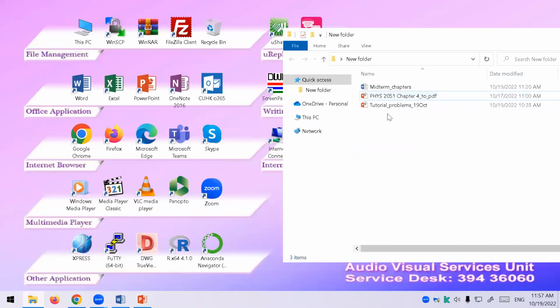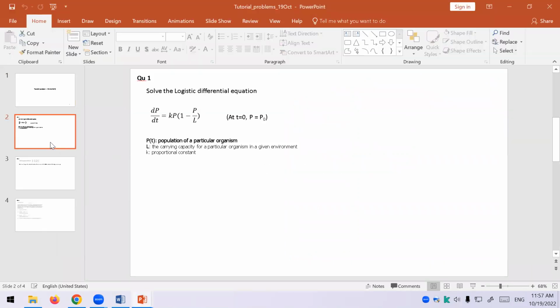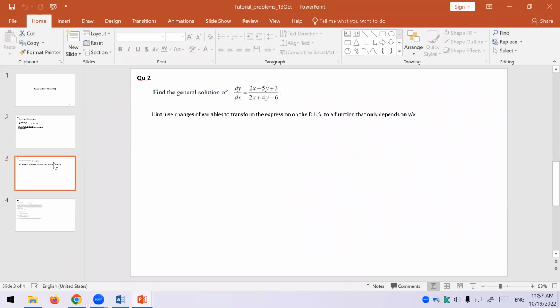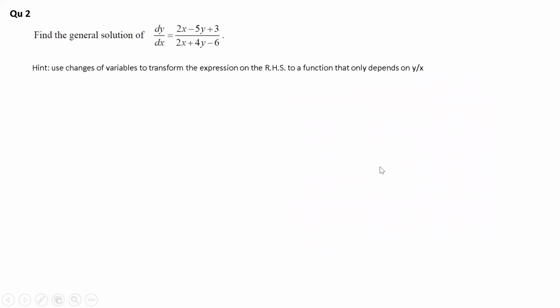So again, go to the tutorial file for today. Try to do, not question 1, actually question 2. Question 2 is actually a bit trickier than what I just showed you.